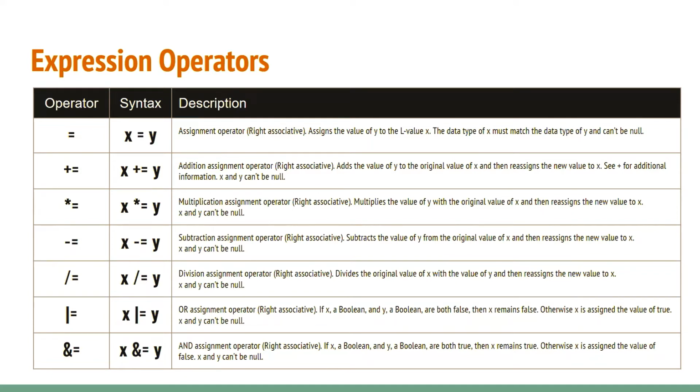Then we have the OR assignment operator. If x, a boolean, and y, a boolean, are both false, then x remains false. Otherwise, x is assigned the value of true. x and y can't be null, because if any value is null, there cannot be any evaluation or comparison between the two. Then the AND assignment operator. If x and y both are true, then it will be true, otherwise it will be false.